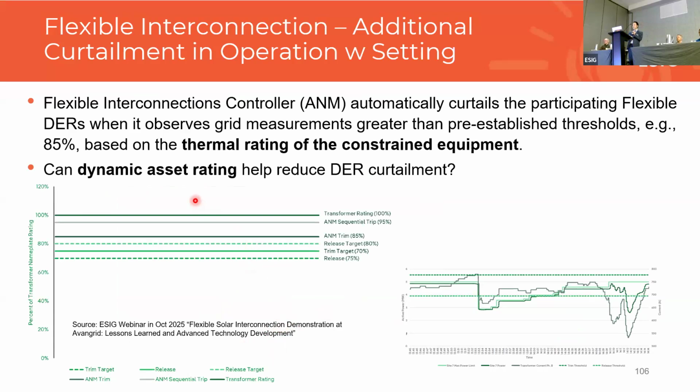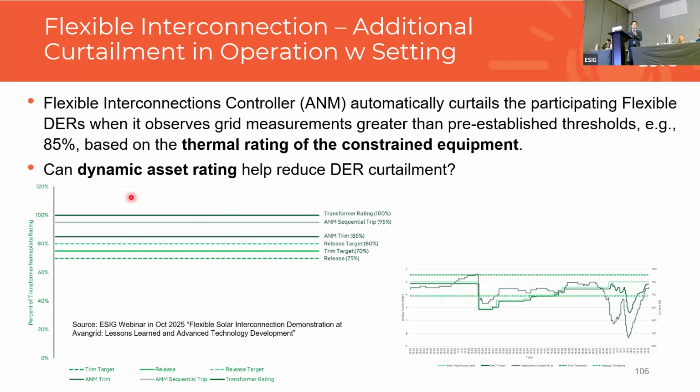They usually base it on the thermal rating of the constrained equipment. For example, I know National Grid in New York said, hey, I only consider the distribution substation with the transformers. I'm not considering any of the feeder level constraints at all. But Avangrid said I will consider both the transformers and the feeder circuit conductors as well. And they are based on the static thermal limit of the asset.